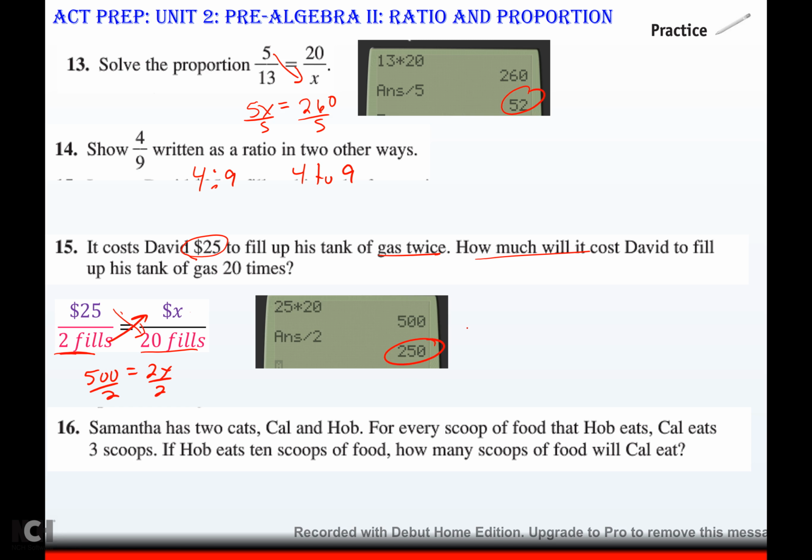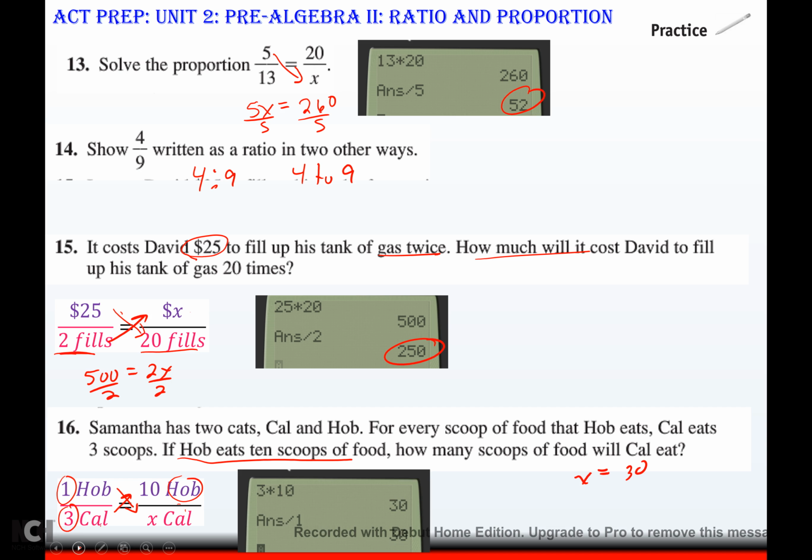Number 16. Samantha has 2 cats, Cal and Hob. For every scoop of food that Hob eats, Cal eats 3. If Hob eats 10 scoops, how many will Cal eat? We're going to set up our proportion. For every 1 that Hob eats, Cal eats 3. Then they tell me Hob eats 10, and they want to know what will that do to Cal. So if I cross multiply, I get 1 times x is x equals 3 times 10 is 30. Divided by 1, but still get 30.